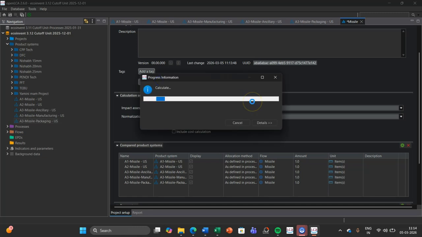Ta-da! Here it comes, the result of the life cycle assessment of a single unit ballistic missile for the system boundary cradle to gate, using estimated data obtained from Gemini.